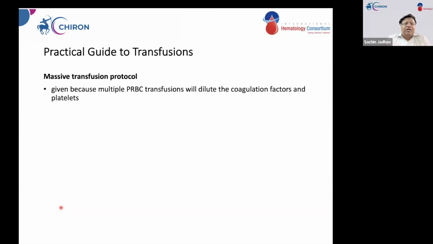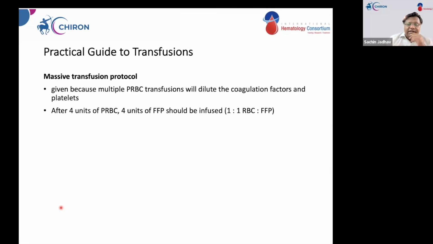There's something called massive transfusion. What happens in patients who have had a lot of bleeding? You have to give a lot of PRBCs, packed red cells, and when we give in adults more than 4 units of packed red cell or 4 units of whole blood, then the coagulation factors and platelets are going to get diluted.